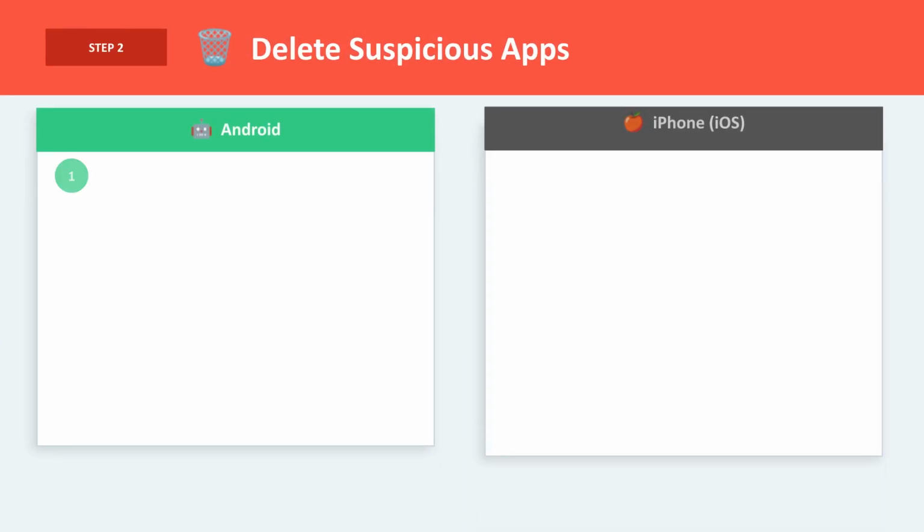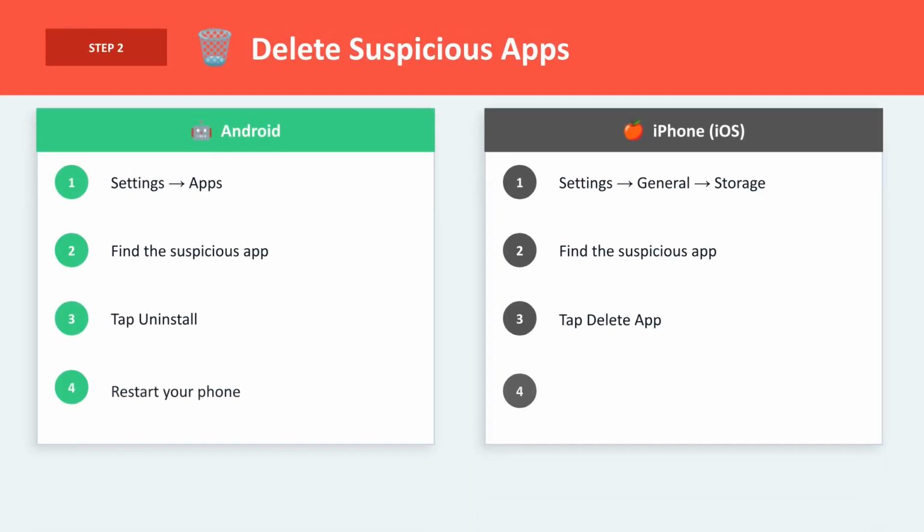Step 2. Delete suspicious apps. For Android, go to Settings, then Apps, find the suspicious app, and tap Uninstall. For iPhone, go to Settings, General, then Storage. Find the app and tap Delete App. After deletion, restart your phone.